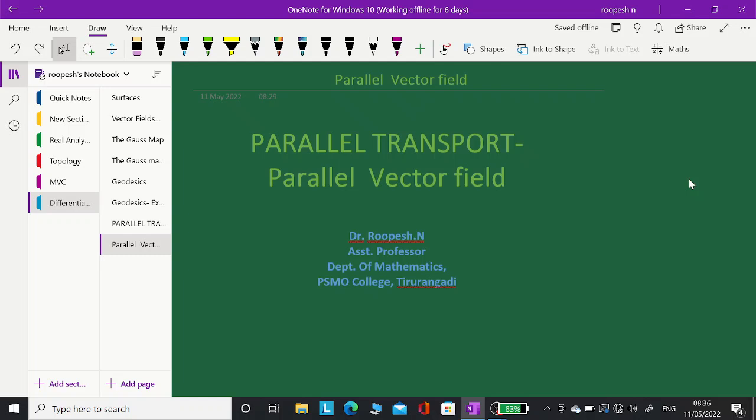Today we are going to deal with parallel vector fields. Parallel vector fields means we are having two types of parallelism here. One is going to be Euclidean parallel and another one we will say is just parallel. So, remark.